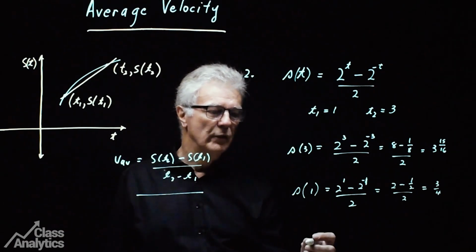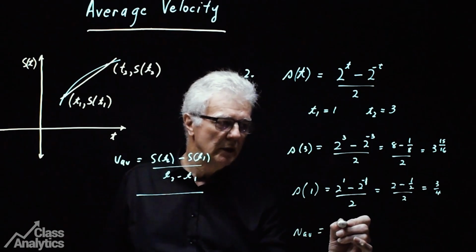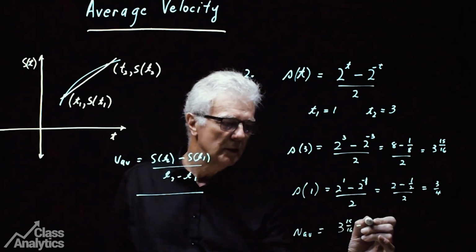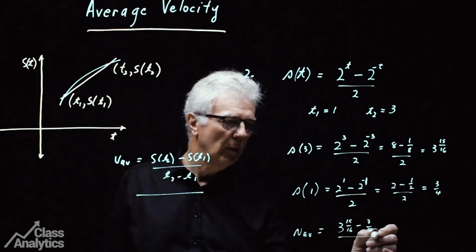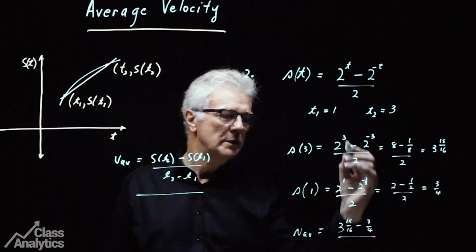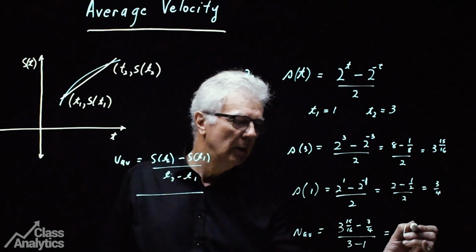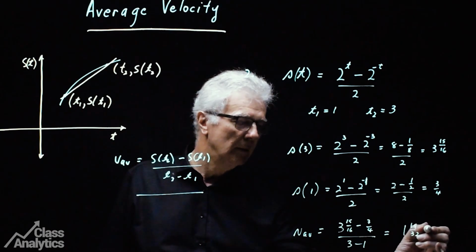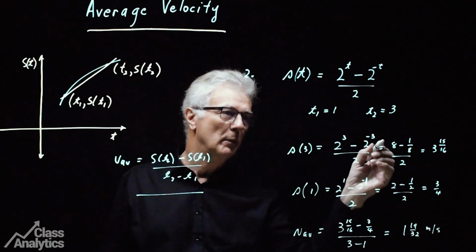So when you work out the average velocity, it will be the difference of these two, 3 and 15/16 minus 3/4, all over the difference in times, 3 take away 1, and that all comes out to 1 and 19/32 on your calculator. Meters per second, if you want to, that was in meters, and the other one was in seconds.